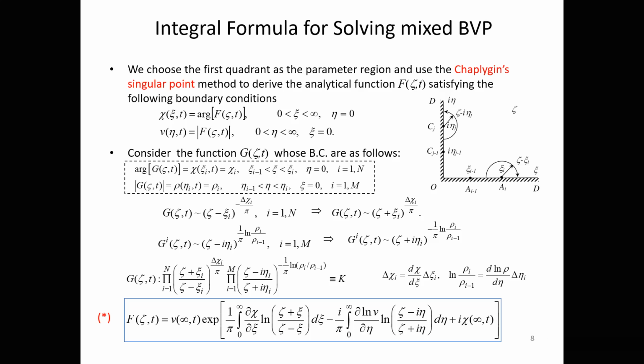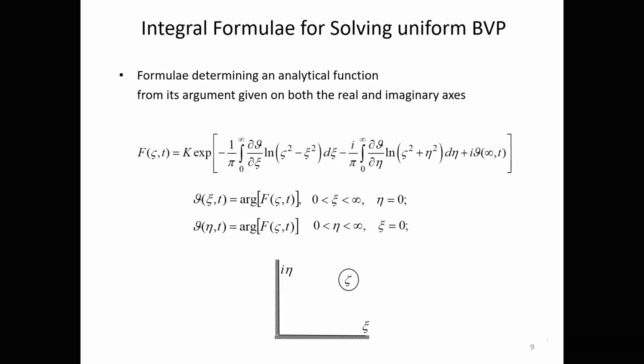Next slide, please. Doing similarly, we can derive the integral formula for solving the mixed boundary value problem. This function, where theta is given, and the function on both the real and imaginary axis of the first quadrant of the parameter plane, determines the required complex function. Substituting values on the real axis or on the imaginary axis, we can verify that the boundary conditions are satisfied. Next, please.